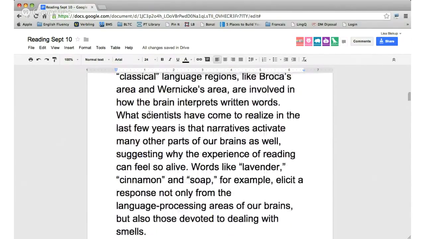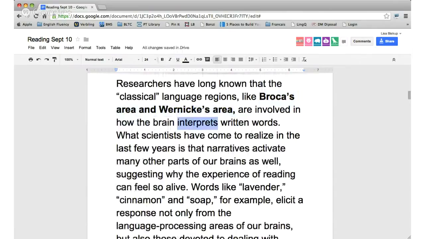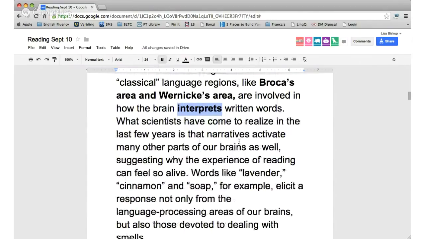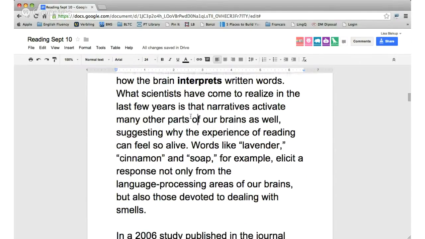So these guys already know that there are some parts of the brain, these areas right here, that have names. They are the areas where our brain interprets what we're reading, whether that's in your native language, in English, or other languages. But they're coming to realize, through their experiments, that narrative, so a narrative is when you're telling a story, you're narrating a story. A narrative is a noun, and it means story. So the stories also are activating other parts.